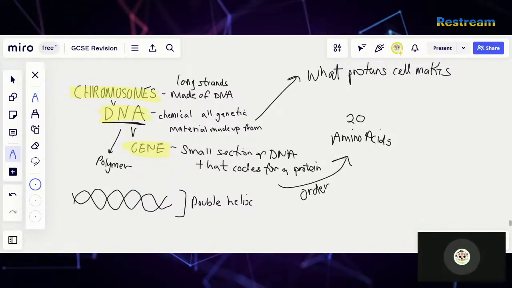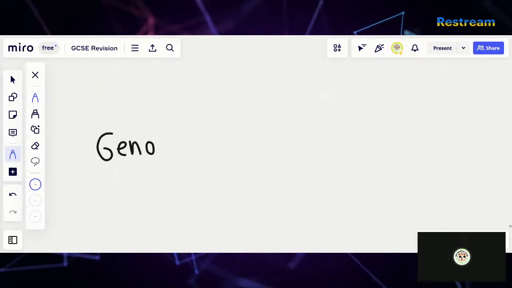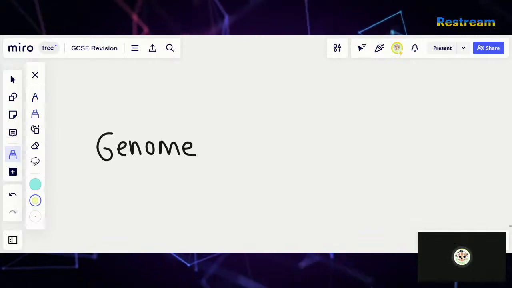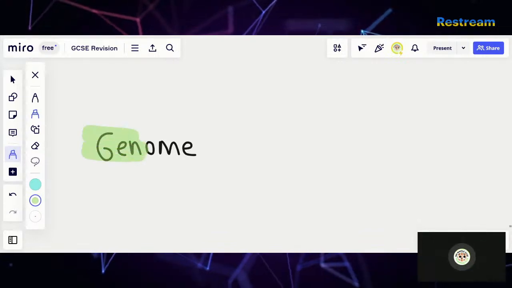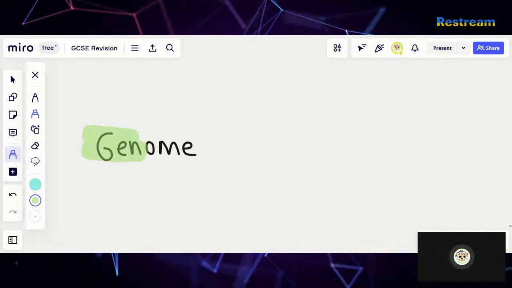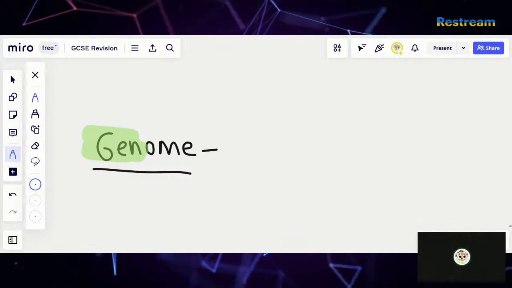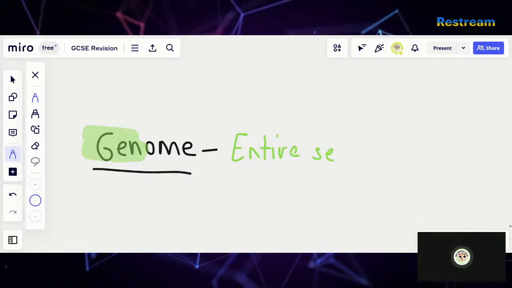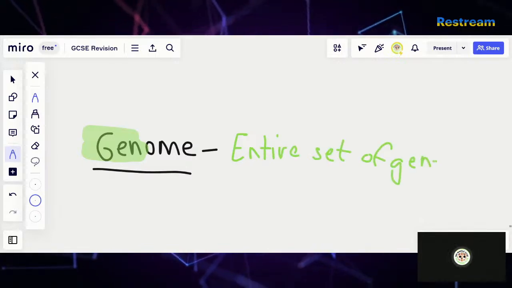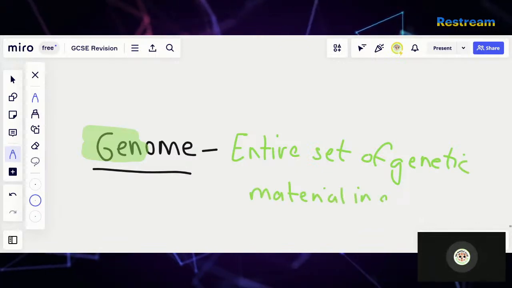Now, every organism has what we call a genome, or a genome, some people call it. Either way, no matter how you call it, we've got the word gene in it. And what that means is just that the genome is the entire set of genetic material in an organism.